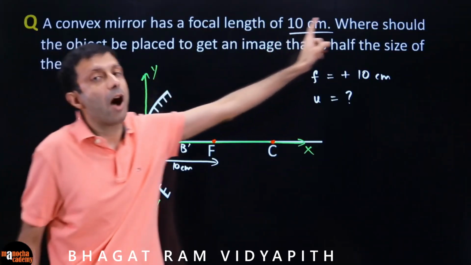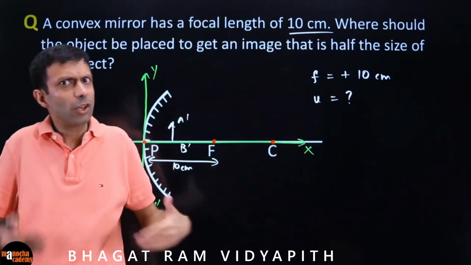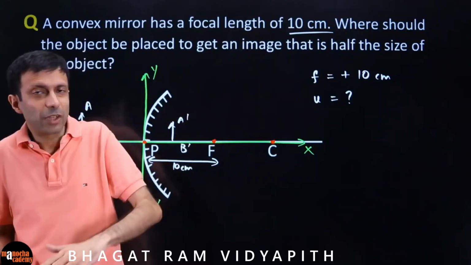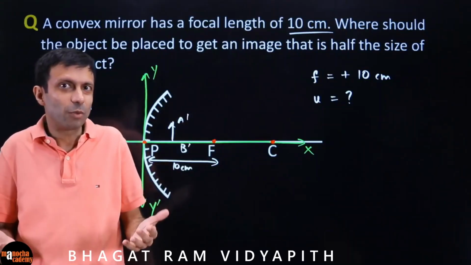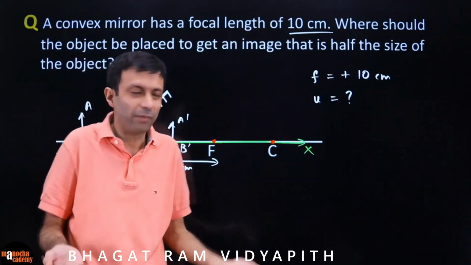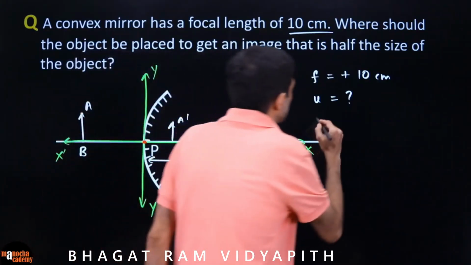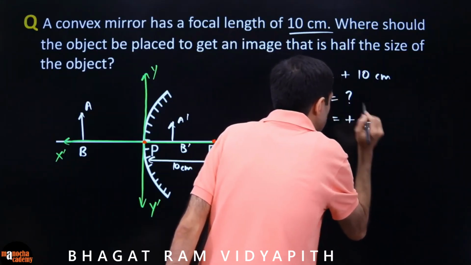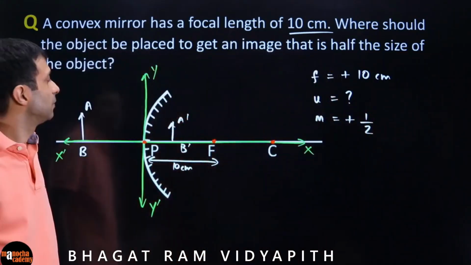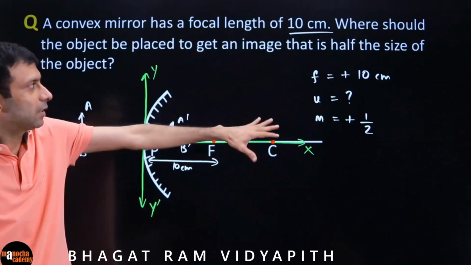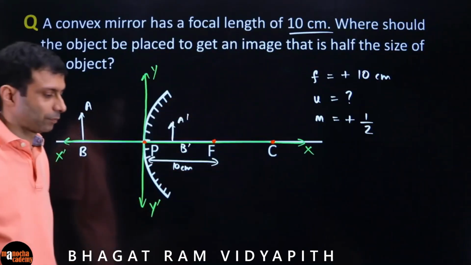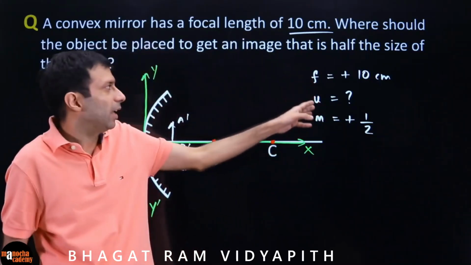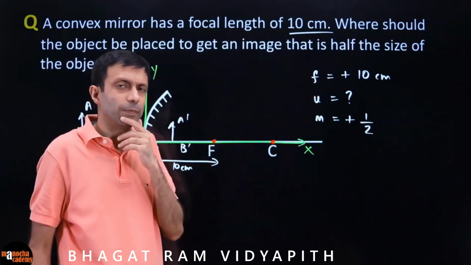But the image is half the size of the object. So can you guys tell me what will be the magnification? If the image is half of the object, what is the ratio going to be? Half, 0.5, right? So we can simply say magnification is going to be half, again with that plus sign. That means I have taken the sign. Clear? So that's all the stuff, and we have to find u. Now there's no direct formula that connects focal length, u and m. So what do we do?